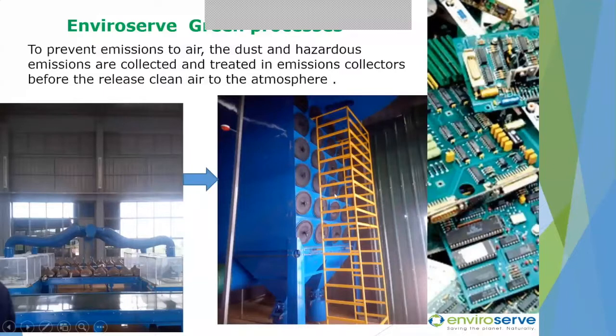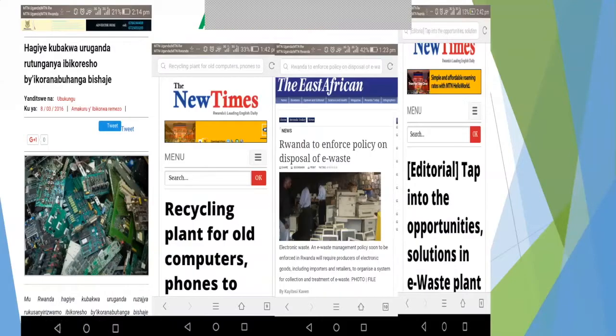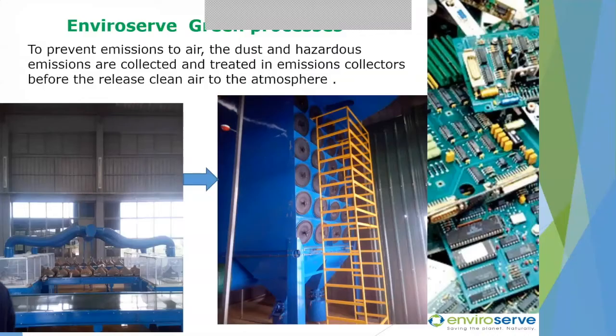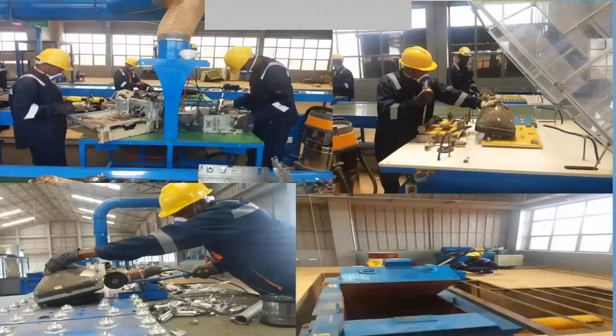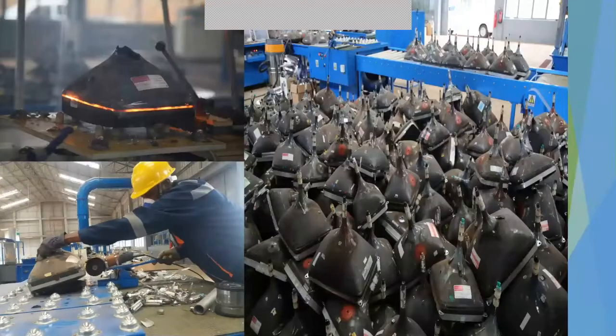So this is our emission treatment system. As I said, they are linked to each dismantling table. We have other machines that are not shown here, like the plastic crushing and so on.